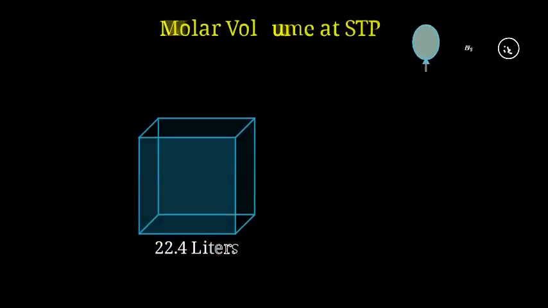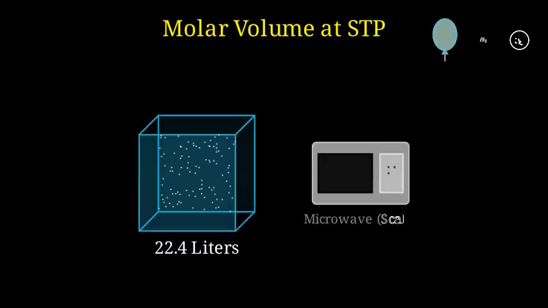Let's look at the molar volume. Under standard conditions, 1 mole of any ideal gas occupies exactly 22.4 liters. Imagine a large cube about the size of a standard microwave. That's the space 6.022 times 10 to the 23rd gas particles will fill, regardless of what the gas actually is.